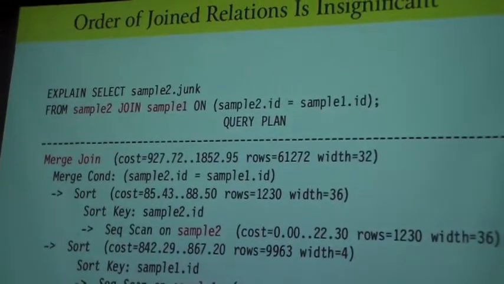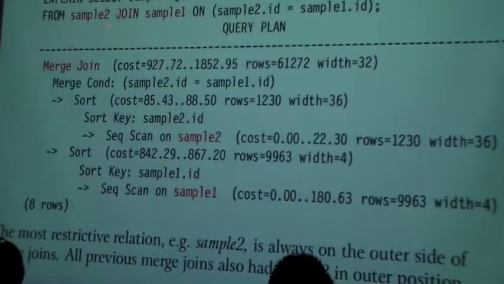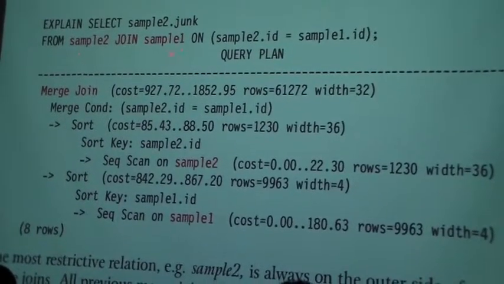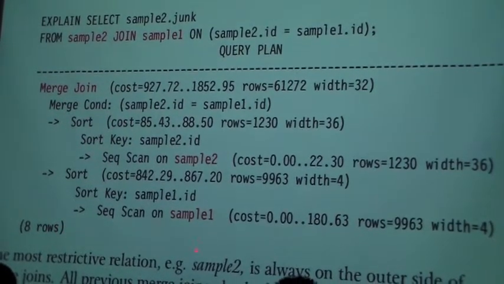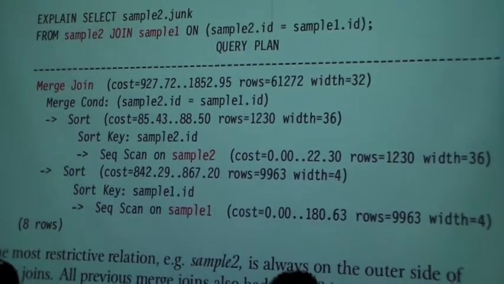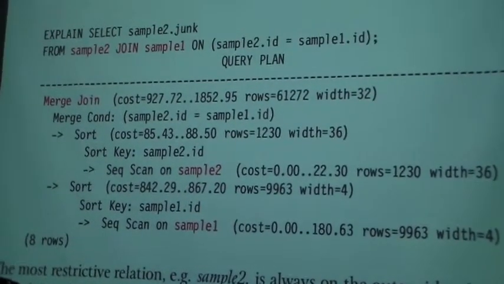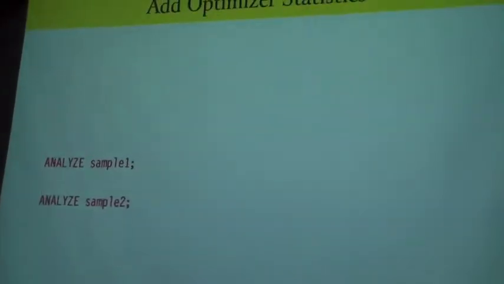Now, what if I change the order? Because before I did sample 1 join sample 2, now I'm doing sample 2 join sample 1. Doesn't matter. Does not matter. In most cases, the smaller relation, the more restrictive relation, is on the outer side, and then you just run your merge join the same way.